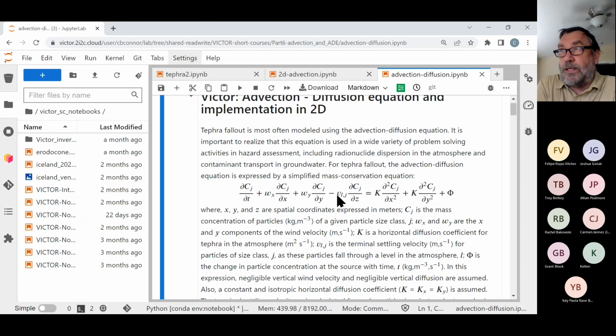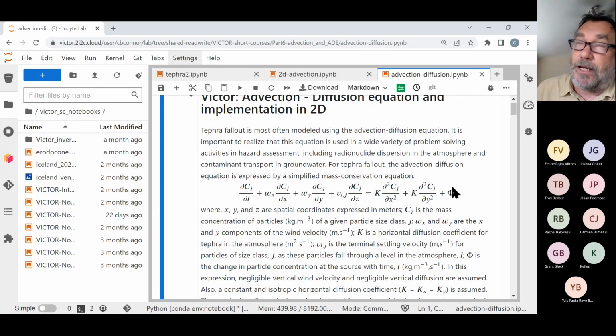So one issue is that volcano particles are injected high into the atmosphere sometimes. So here's this expression phi. Remember, that's the source term. So I can say in my model, I'm putting tephra into the atmosphere at, say, 30 kilometers elevation above sea level, or 40 kilometers elevation above sea level.